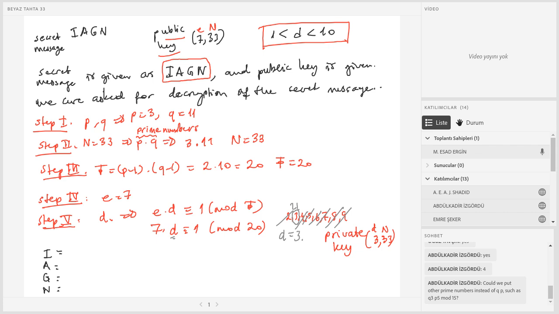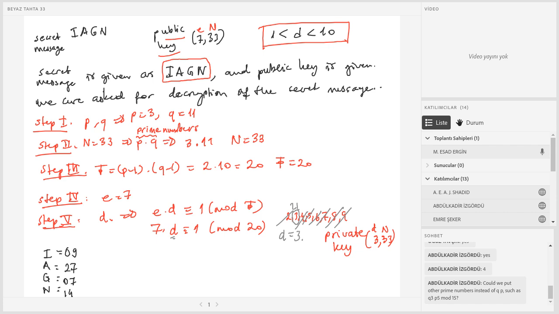I equals 9. And A equals 27. And G equals only 7. And N equals 14.